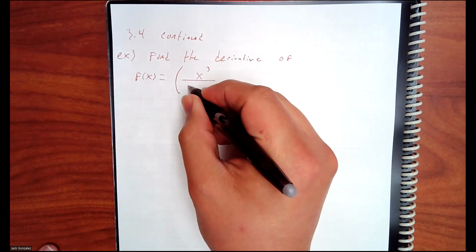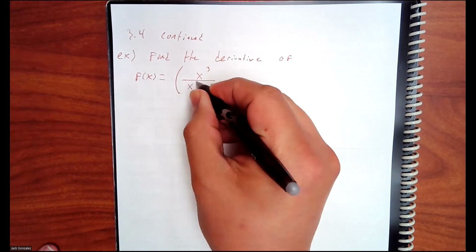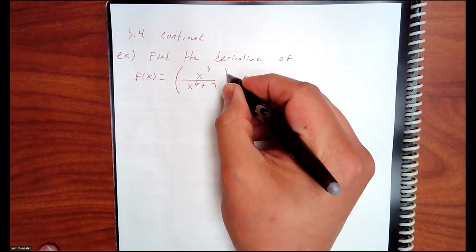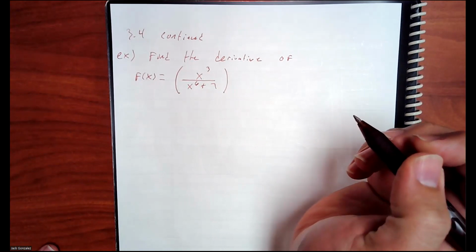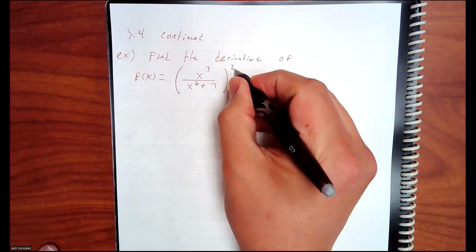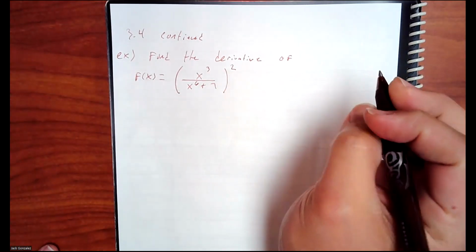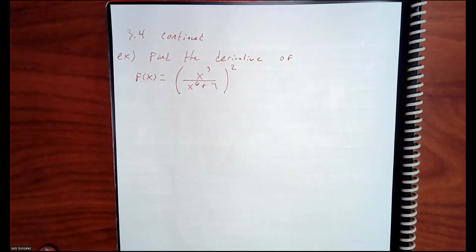Over x to the 6 plus 7, like this. Is there anything on the parentheses? Squared. So we're gonna need a few things. We need the quotient rule.